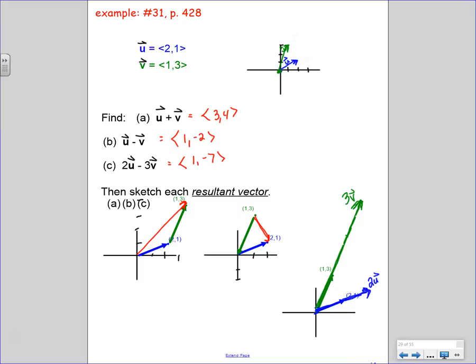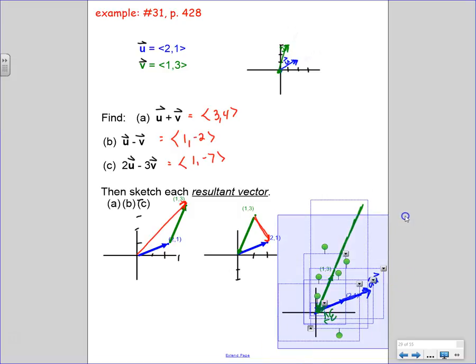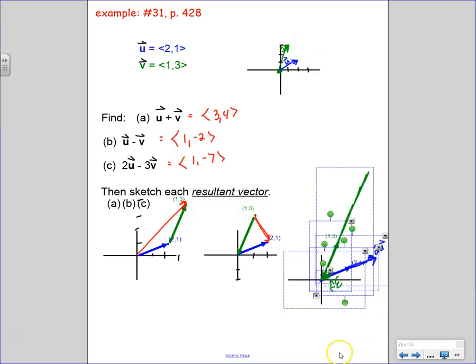Okay, so how should I show what's going on? Wait a minute, hold on. Am I adding these two, though? Ooh, I'm subtracting, right? So what does that mean? This guy needs to go the opposite direction, right? Okay, now let's go ahead and look at what our answer is supposed to be. We have 1, negative 7, right?